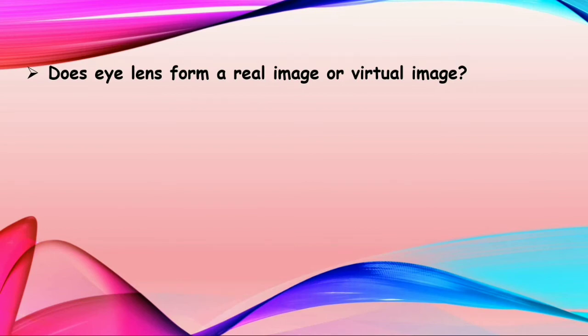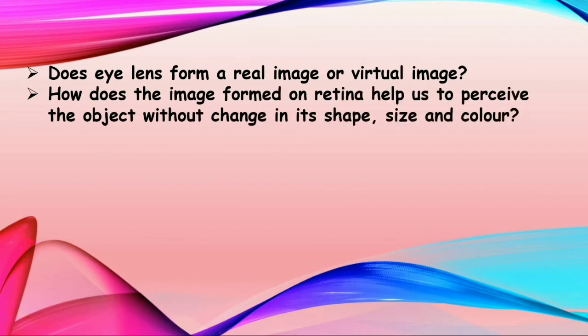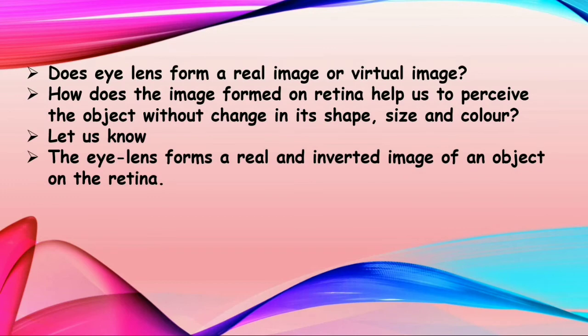Now, we are dealing with one question. Does the eye lens form a real image or a virtual image? How does the image formed on the retina help us to perceive the object without changing its shape, size and color? Let us know. The eye lens forms a real and inverted image of an object on the retina because the retina is the screen here. So it forms an inverted image on the retina.